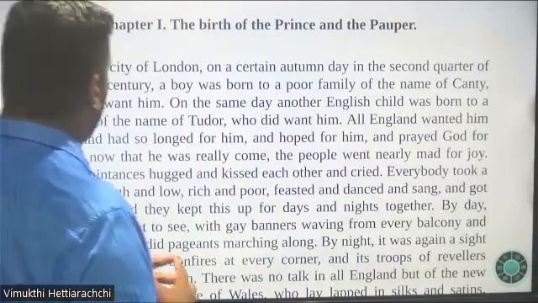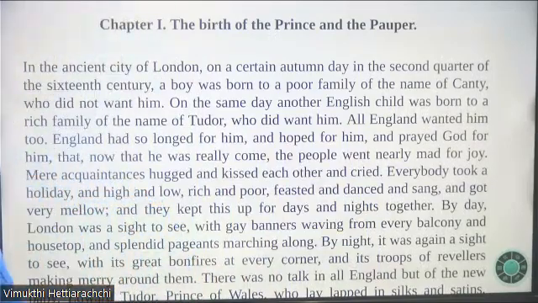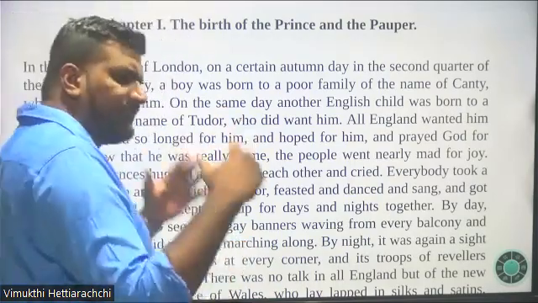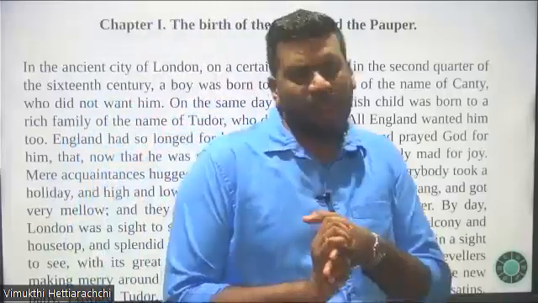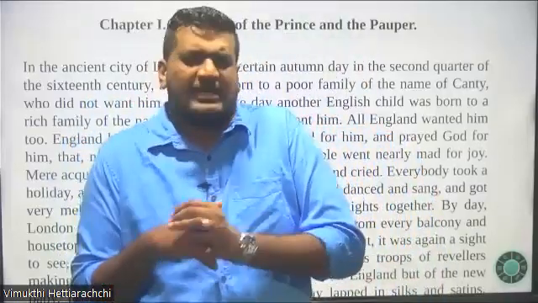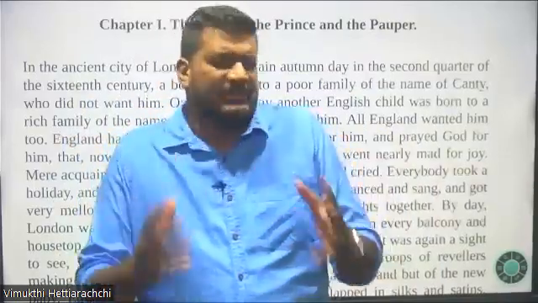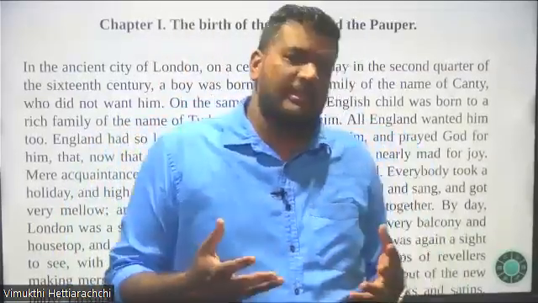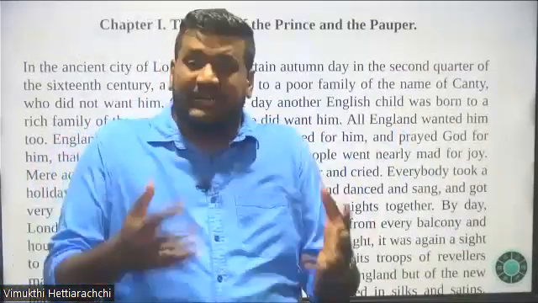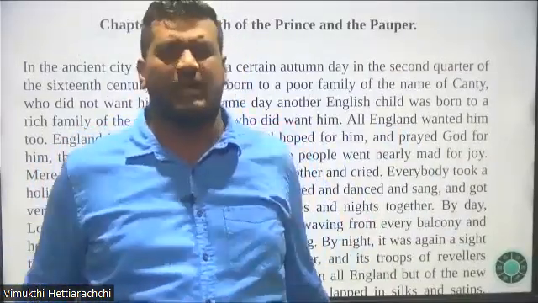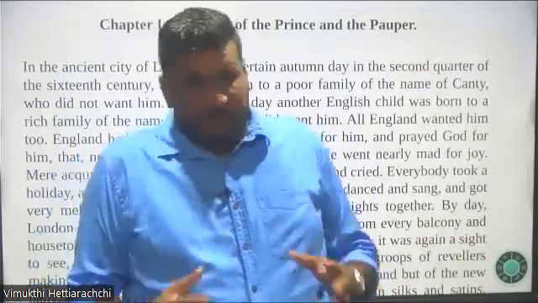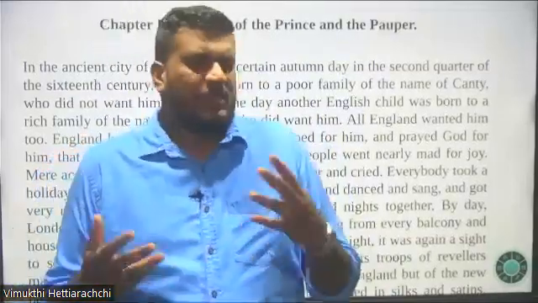In the ancient city of London, on a certain autumn day in the second quarter of the 16th century, a boy was born to a poor family of the name of Canty. Now, if you read the first few lines of the very first passage, you will realize that the narrator has given the exposition, or the setting of the story, quite clearly. The explanation is given of which country, which time period, and the place is quite clearly mentioned. This is what we call the exposition, or the setting of the novel.